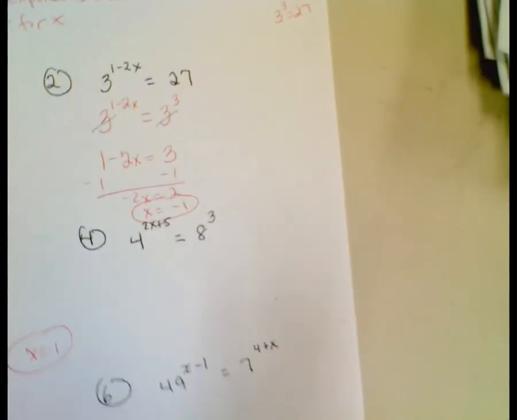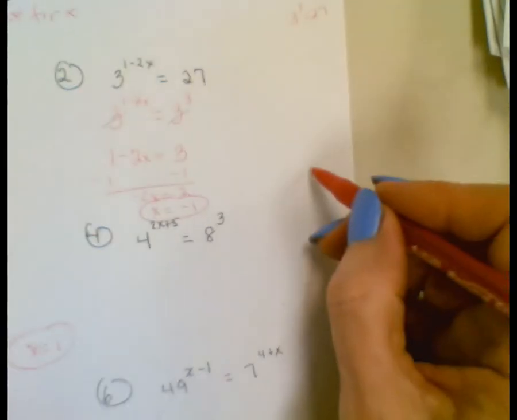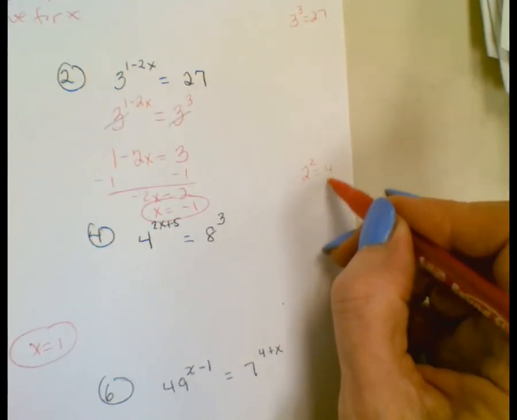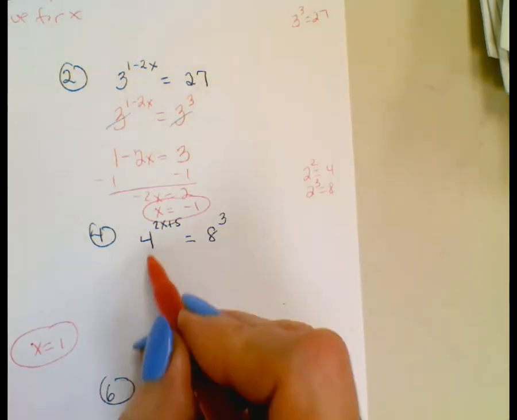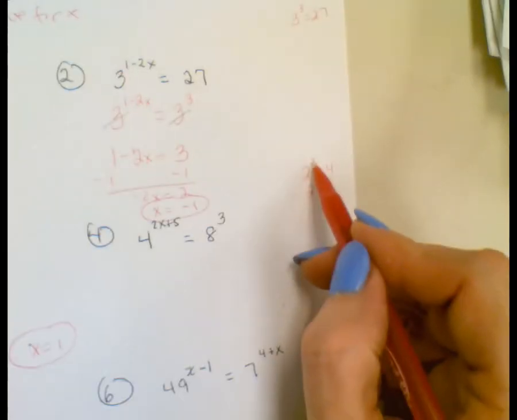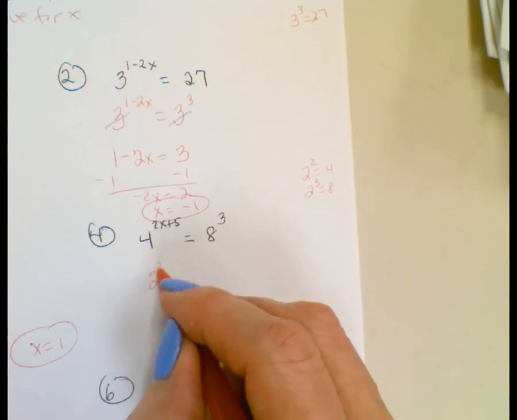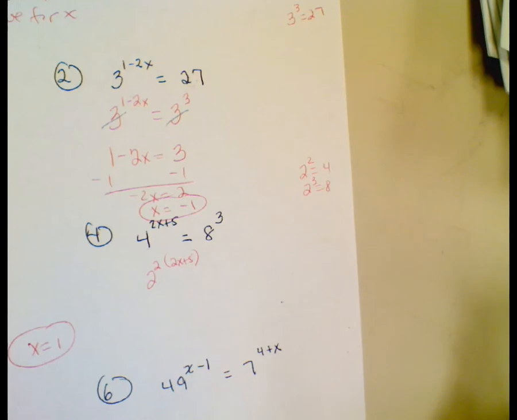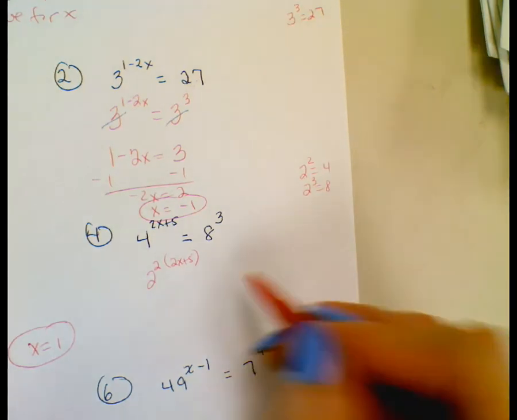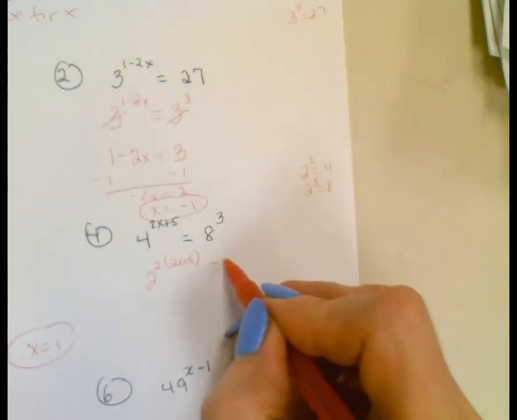So what family do you think 4 and 8 might both be in? So over here, you should know that 2 squared is 4 and that 2 cubed is 8. So they're in the 2 family. So 4 is going to be written as 2 to the second. But there's this 2x plus 5 up there, so you're going to be distributing the 2 with the 2x plus 5. 8 is really 2 cubed.